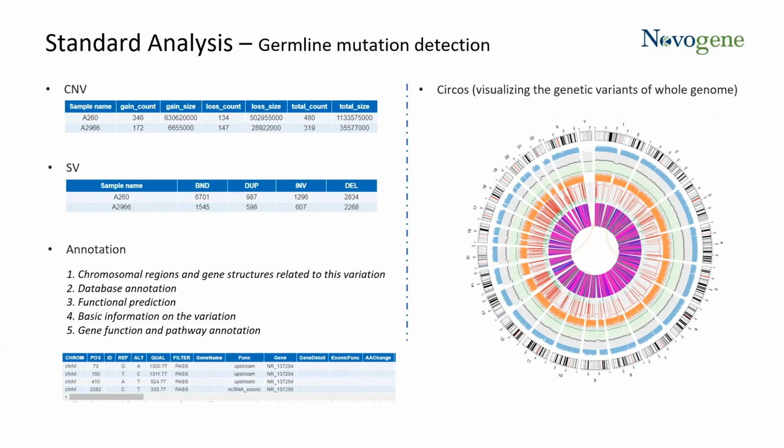As you can see in the example, the annotation information includes five parts: chromosomal regions and genic structures related to the variation, database annotation, functional prediction, basic information on the variation, and gene function and pathway annotation. Lastly, on the right, you have Circos, which is a nice tool to visualize the genetic variations and the variants on the genome scale found in your experiment.